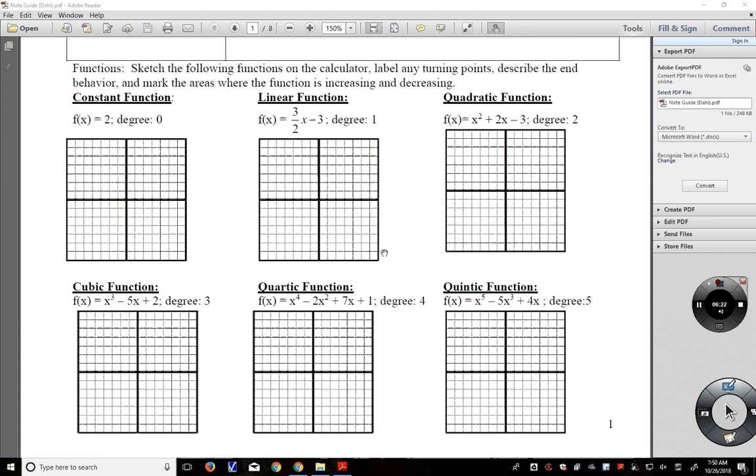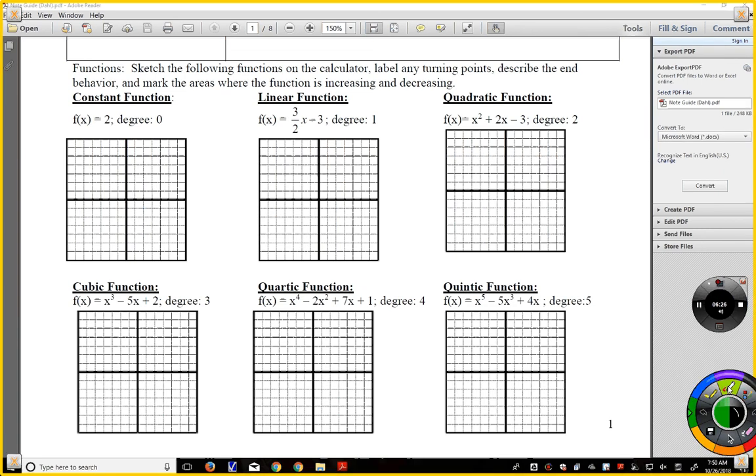So I'm going to cheat. Don't look at me. And so it looks something like, I'm not drawing it in the right place.